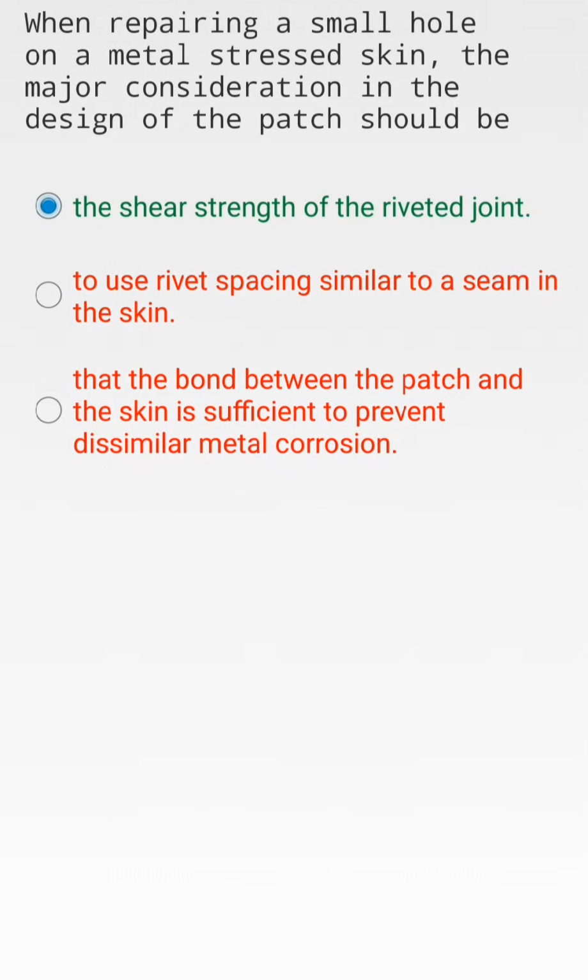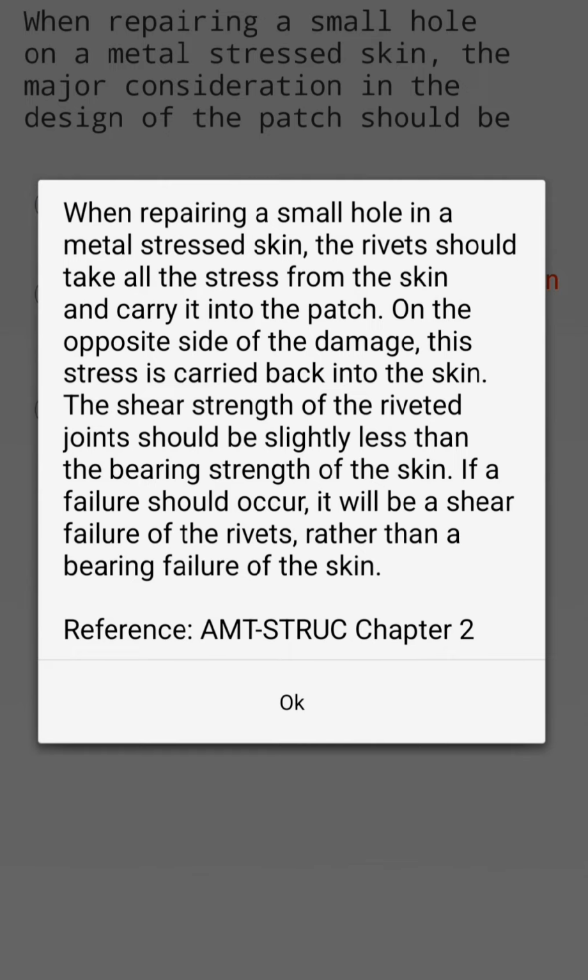When repairing a small hole on a metal stress skin, the major consideration in the design of the patch should be the shear strength of the riveted joint. When repairing a small hole in a metal stress skin, the rivets should take all the stress from the skin and carry it into the patch. On the opposite side of the damage, this stress is carried back into the skin.